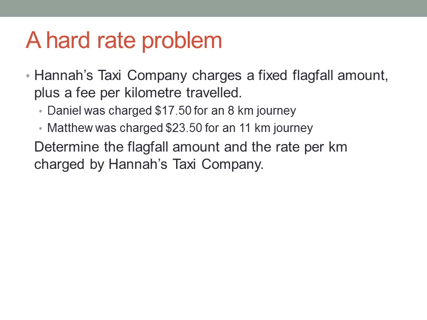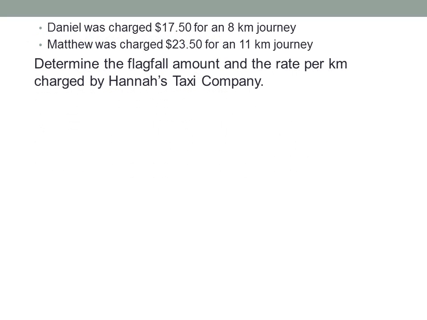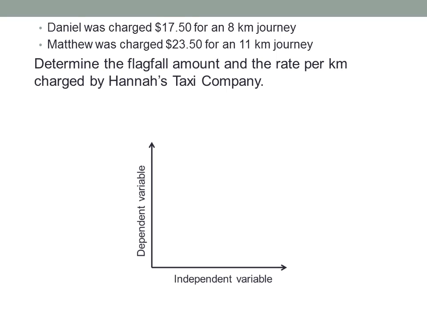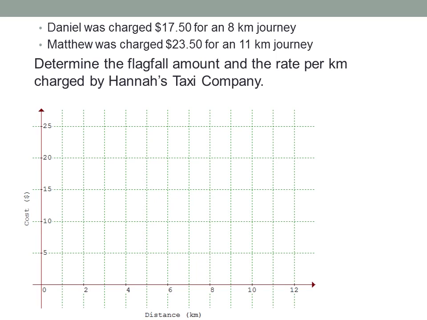I think we do. What are our two variables here? We've got distances and costs. Which one depends on which? Does the distance we go depend on how much we pay? Or does the amount we pay depend on the distance we go? The second option. So we want a graph with cost on the vertical axis and distance on the horizontal axis.